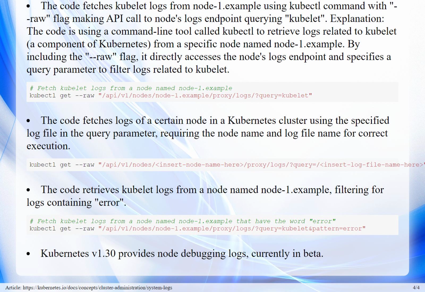Kubernetes version 1.30 introduced a useful debugging feature for nodes, although it's disabled by default in beta. This feature, from Kubernetes version 1.27, provides the ability to view service logs on nodes.